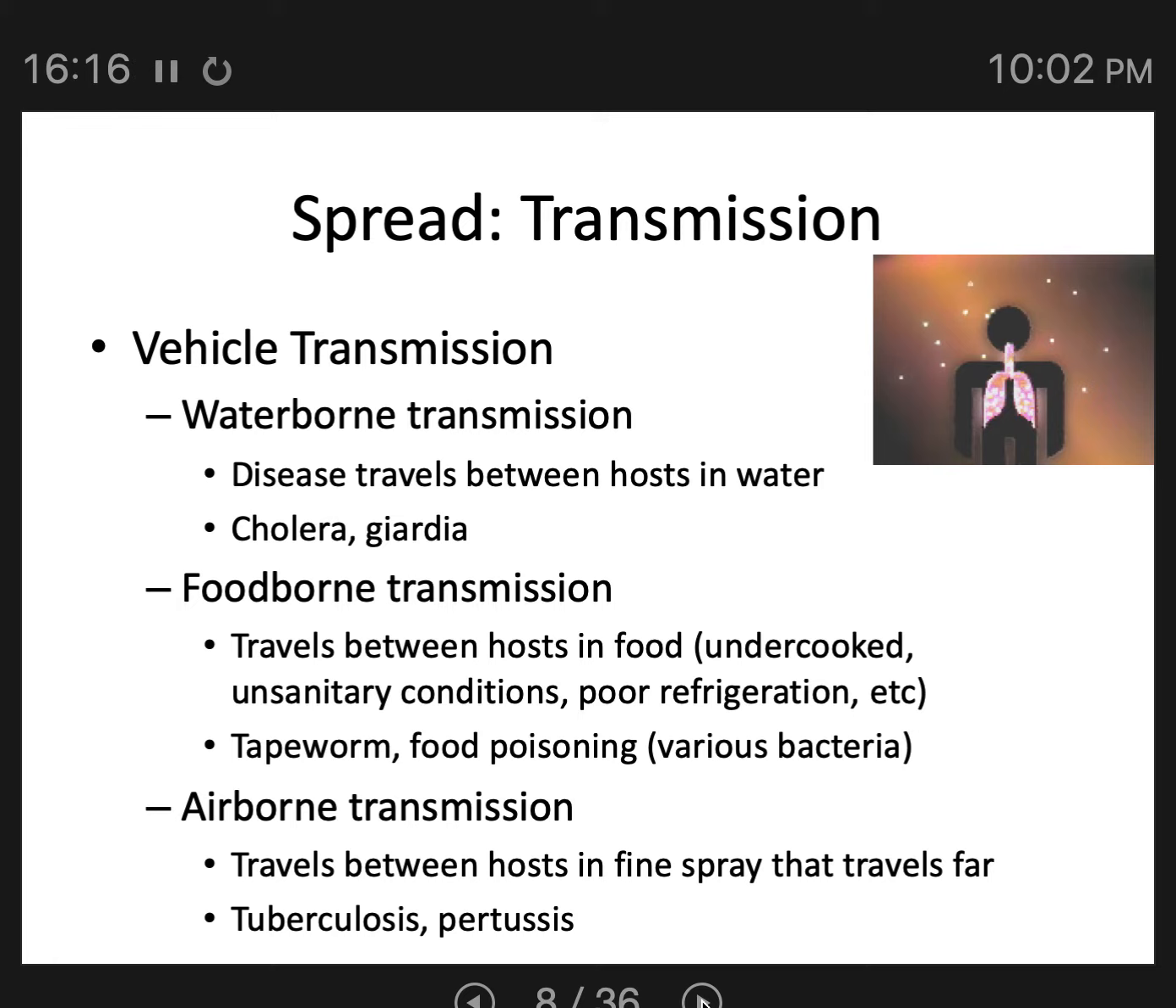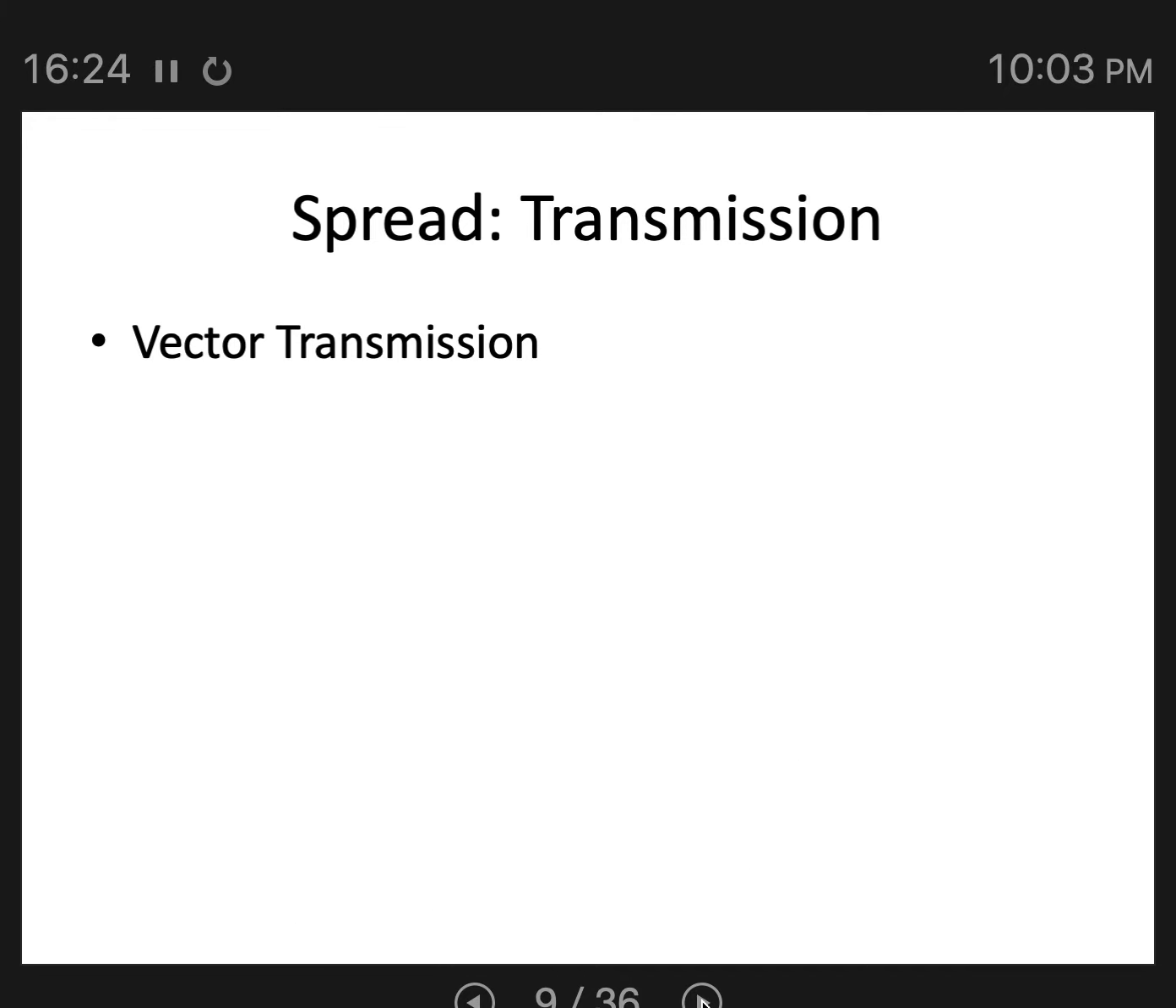So we had contact transmission and 3 styles of contact. We had vehicle transmission, 3 styles of vehicles. And now we have vector transmission. There will be 2 styles of vector transmission. Vectors are animals that act as a vehicle. It's sort of a gray area in a way between vehicle and vector. You can just think of a vector as a living vehicle. These are animals that are moving the disease far, allowing the pathogen to travel very far from the original host to the next host.